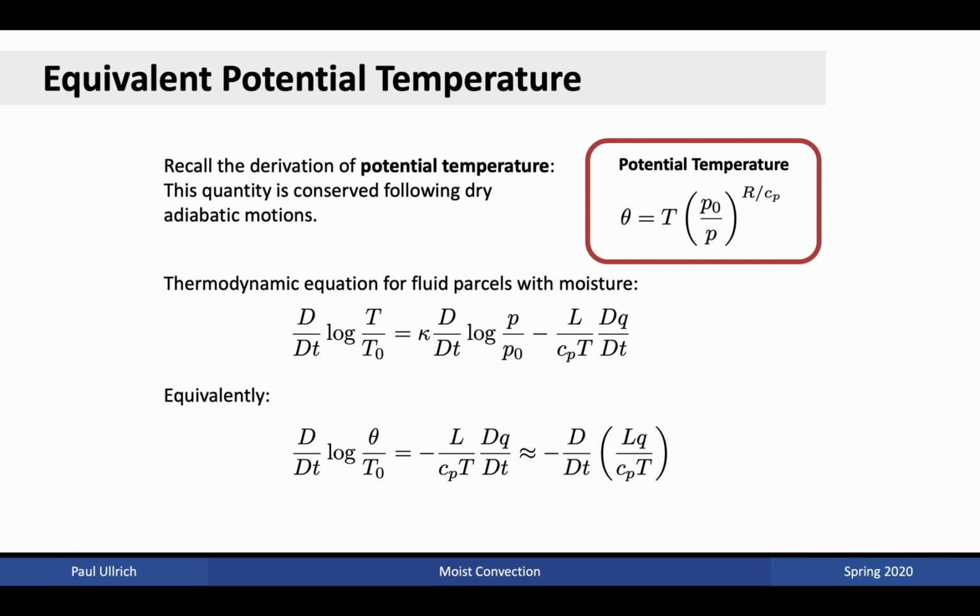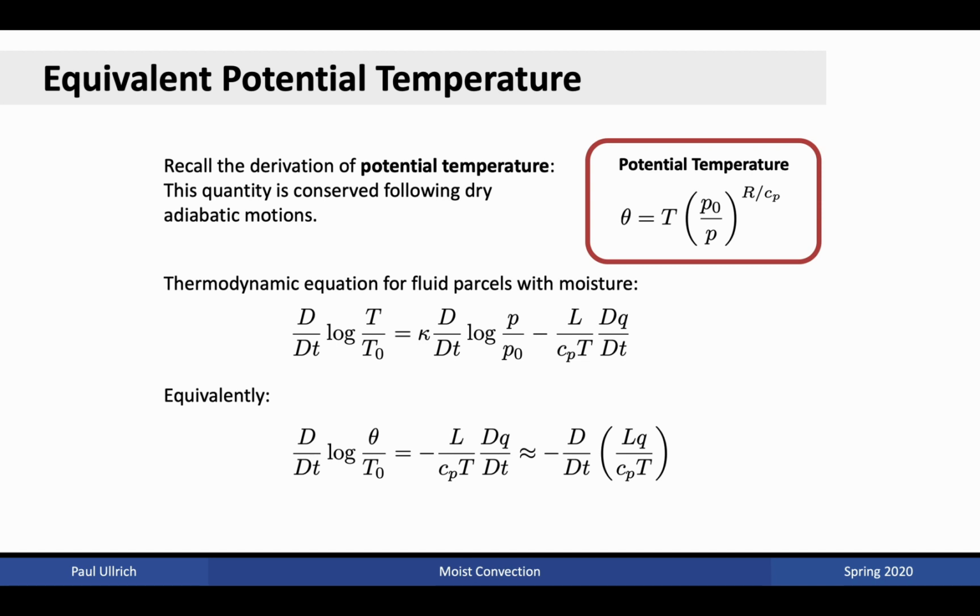Okay, let's discuss another quantity that's related to the presence of moisture within the atmosphere. Recall in the dry convective context we discussed potential temperature, which is conserved following air parcels as they rise and descend. However, we acknowledged in that discussion of potential temperature that in the presence of diabatic forcing, such as condensation or evaporation, potential temperature is not conserved.